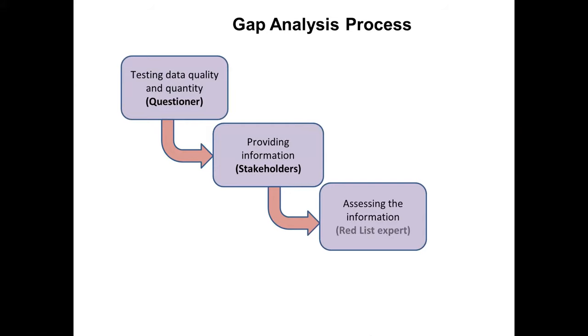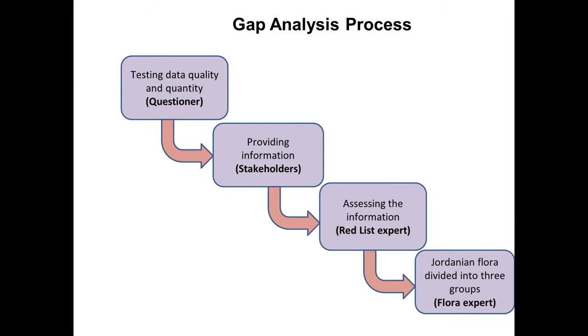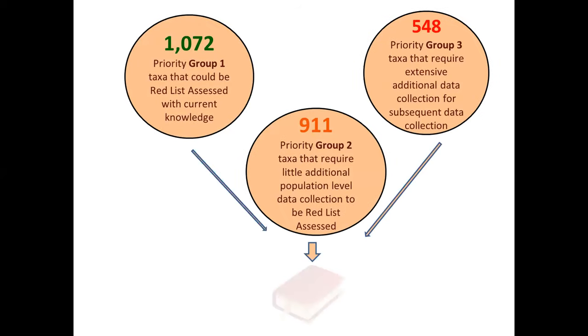To prepare the Red List, a consultation process was developed to identify gaps, where the first step entails testing data quality and quantity by distributing questionnaires to all national stakeholders and experts, followed by information provided by stakeholders, and then assessing whether it is suitable for using the Red List or not. The final result is to divide the Jordanian plants into three groups according to the availability of data. So we get three groups.